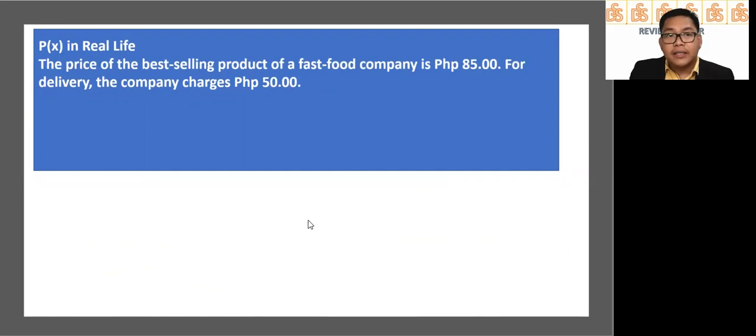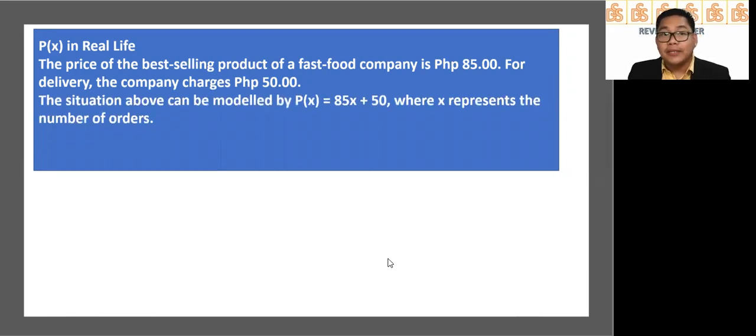Let's say the price of the best-selling product of a fast food company is 85 pesos. For delivery, the company charges 50 pesos. Are you familiar with this kind of scenario? Maybe, because you always order online, particularly during this pandemic. The situation above can be modeled by the polynomial function P of x equals 85x plus 50, where x represents the number of orders.